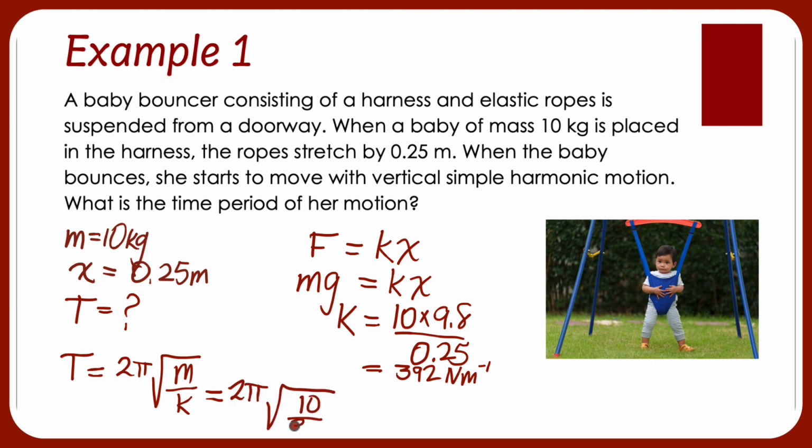10 over 392, and I get a value of 1.0 seconds. One thing I want to point out here as well is this question asked for the time period. Sometimes they'll just say period and assume you realize it's a period of time.